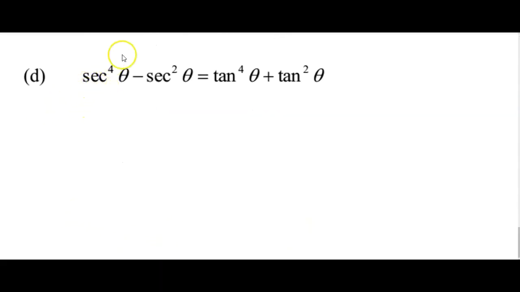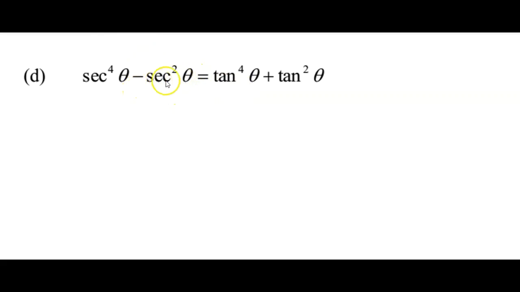Let's proceed to the next example. I have secant power of 4 minus secant square equals tangent power of 4 plus tangent square. I'm going to prove from the left to right, either left to right or right to left. Both sides are fine for this example.